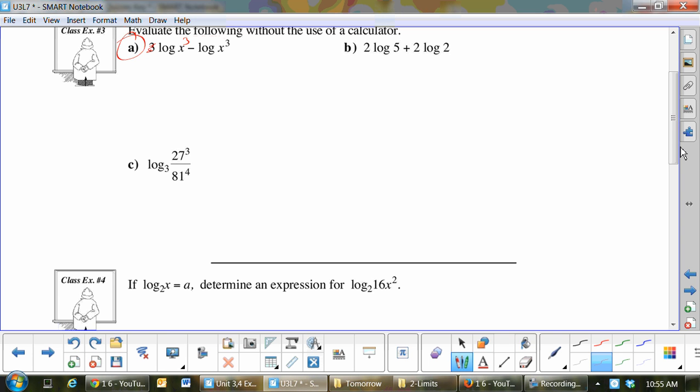Okay? And that would equal 0. Does everybody see that? Okay? Let's do it another way. Bring the 3 down. 3 log x minus 3 log x. Why am I allowed to subtract these? Because they are identical. Okay?